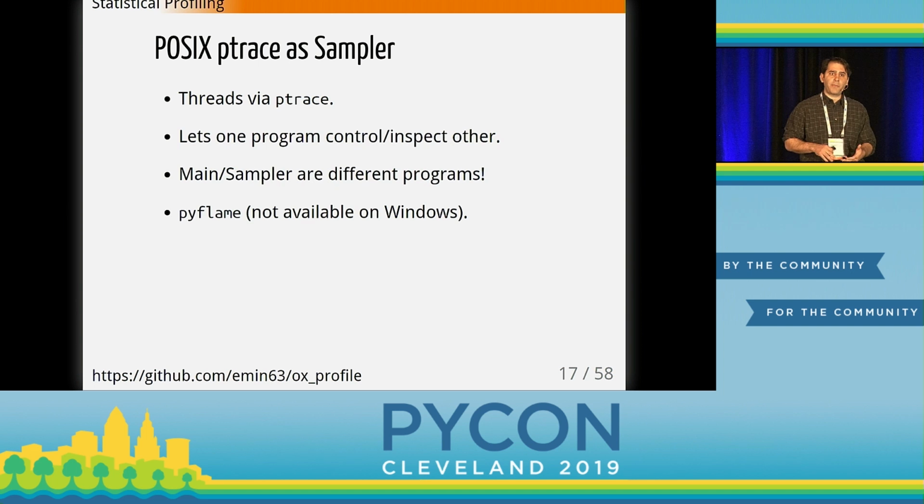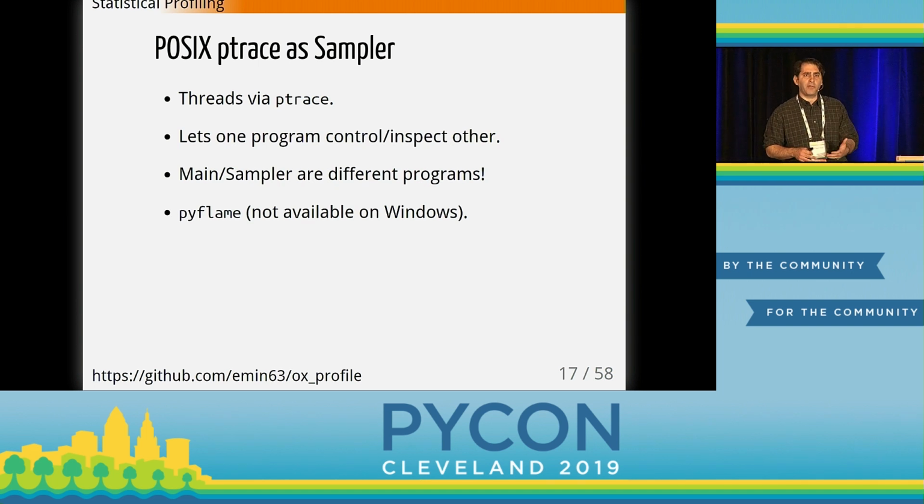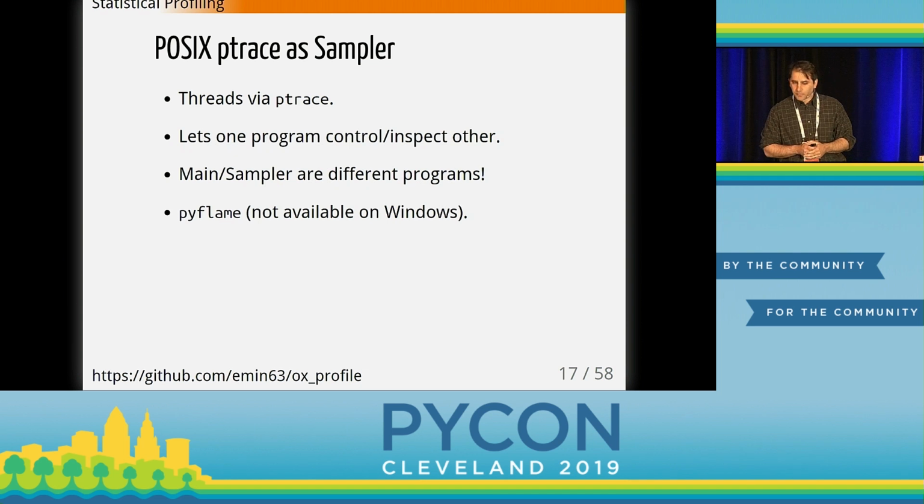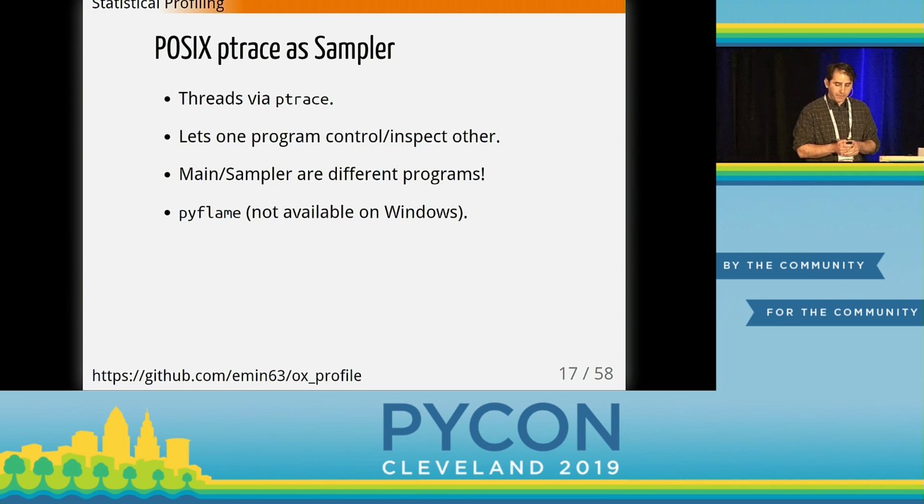So if you're familiar with something like GDB, GDB works along these lines, which is you have your program that's running perfectly fine. It doesn't know anything's different. And then some other program like GDB or a profiler will use ptrace to reach into your running program and pause it or see what's going on in the stack or otherwise inspect it. So that's how PyFlame works, which is a very popular and nice statistical profiler. It's not available on Windows because this is a POSIX call.